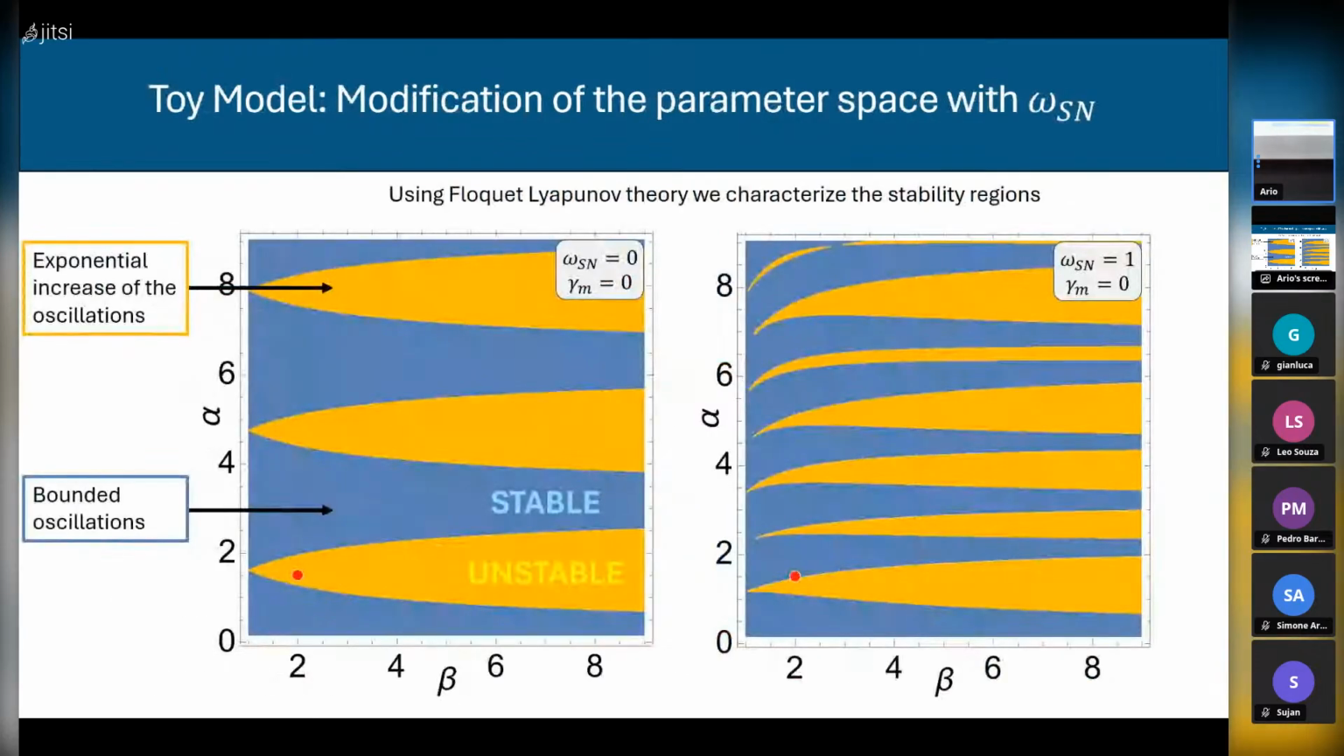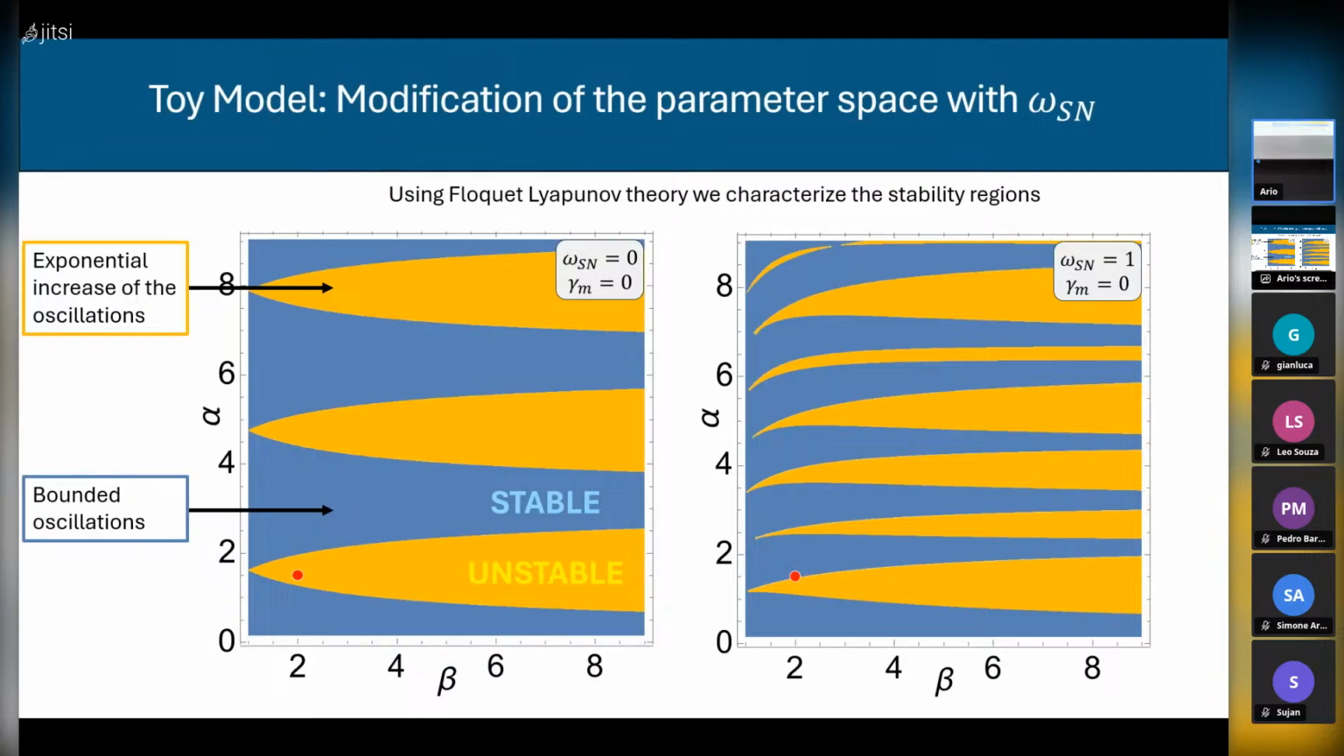So now I just want to show you how the stability and instability regions are. So here you see you have the two free parameters, alpha and beta, and depending on the choice of these parameters, you can end up in a region in which the oscillations of the variances are increasing exponentially, so this orange region, and otherwise you have another region, this blue region, which is a stable region. So the oscillations are bounded in time.